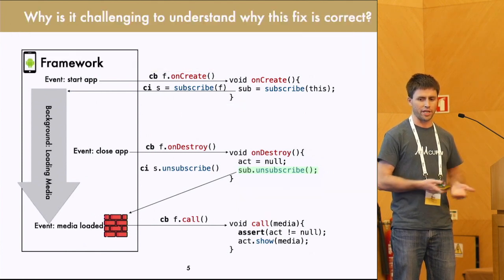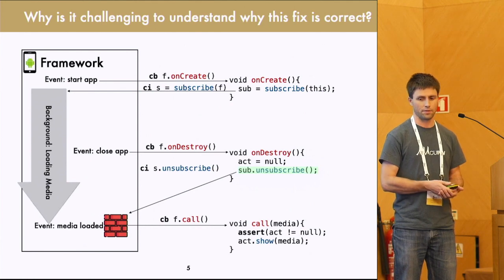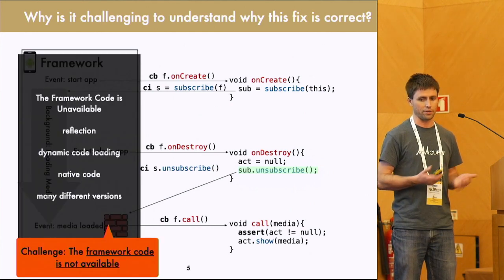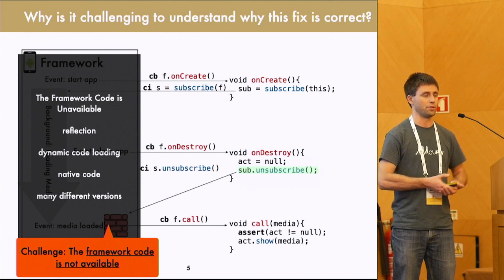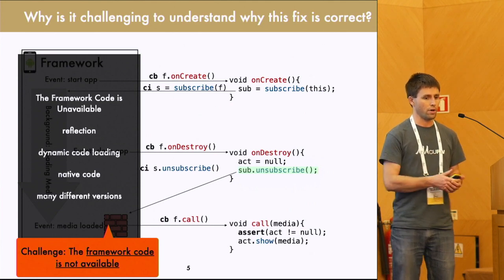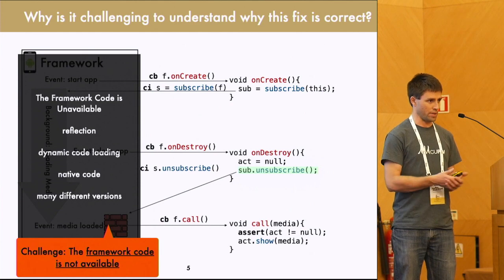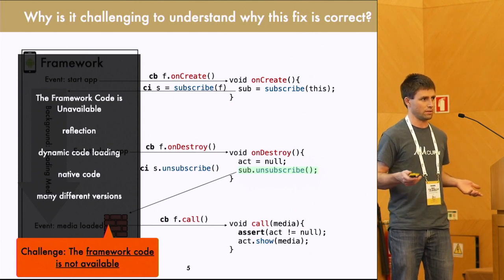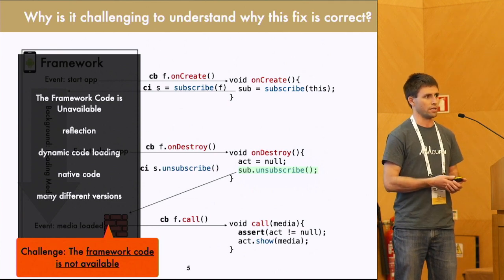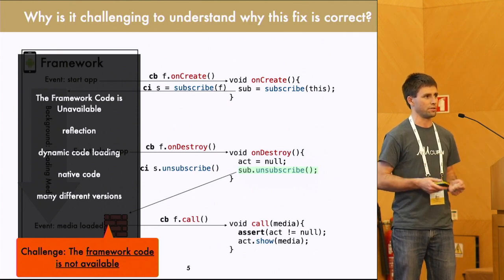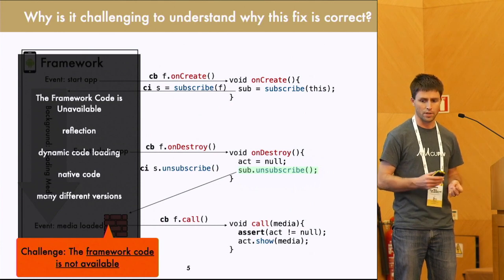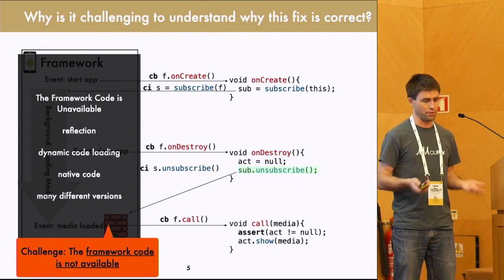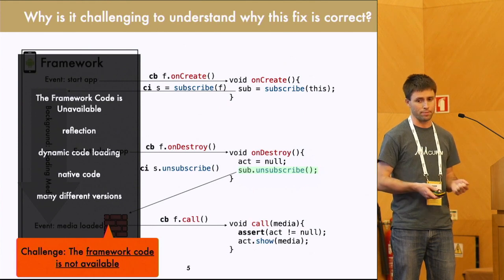So why is it challenging to prove this in real life? Well, the framework code itself is not something that's available to a developer or to us as people writing program analysis tools. It's full of reflection, dynamic code loading, native code, and also you have to develop this app against a bunch of different versions of the phone. There's probably as many versions of Android as there are people who have an Android phone in this room. So that's what you're developing against. It's not a whole program at this point.